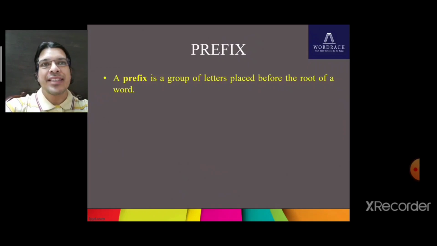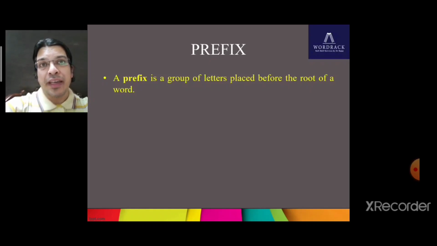A prefix is a group of letters placed before the root of a word. Now, in this definition, there are two important parts: group of letters and root of a word. So I'll be starting with the root of a word, or what is a root. Friends, root is the word or a part of a word from which the other words grow. I repeat again, root or stem is a word or a part of a word from which other words grow.